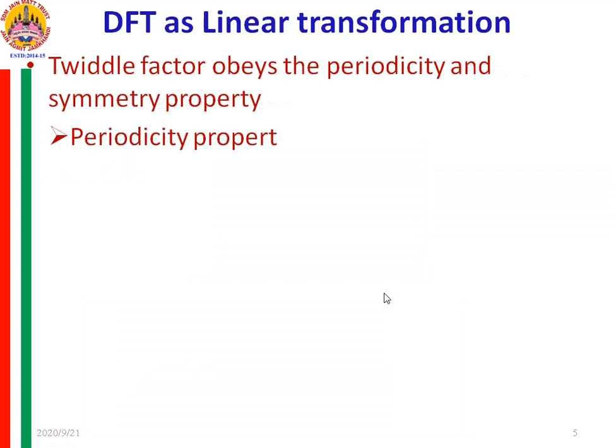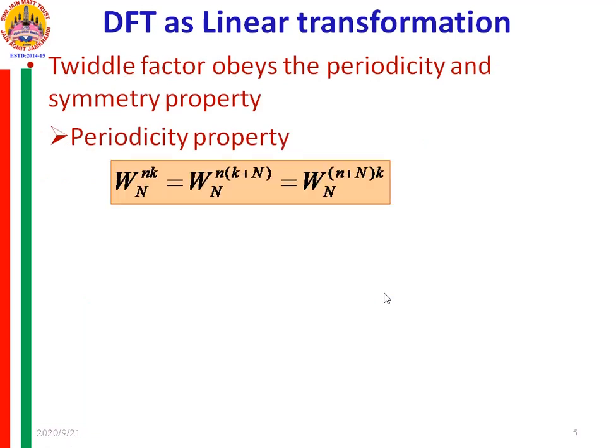So let us first see this periodicity property. W raised to nk_N is periodic with this small n or with this capital N. That is, we can say that W raised to (n plus N)k, or W raised to n(k plus N), both are equal to W raised to nk_N. Now to prove this, we need to split this bracket. When you split either bracket, one term is nk_N, and in the other term you get this capital N.